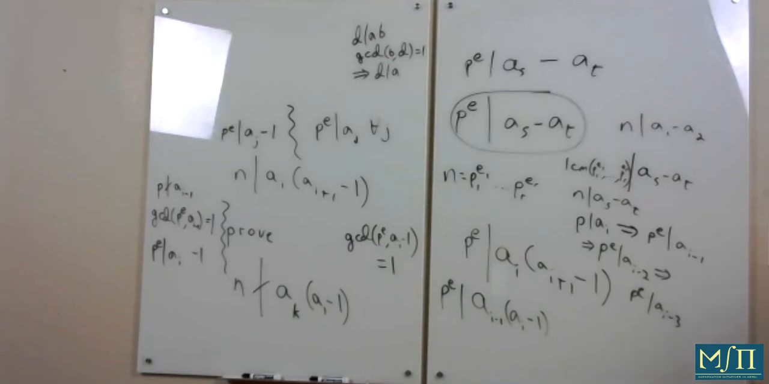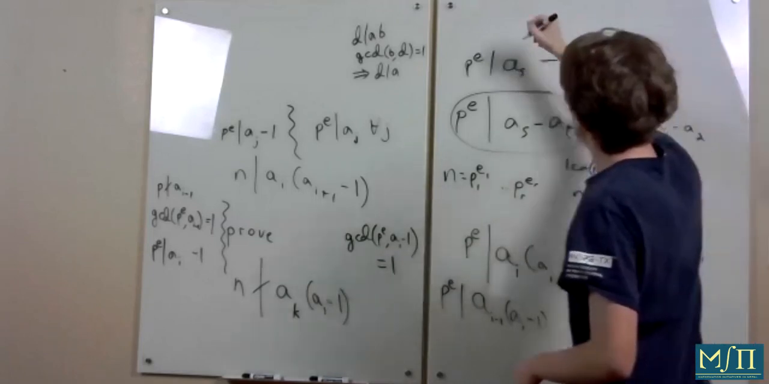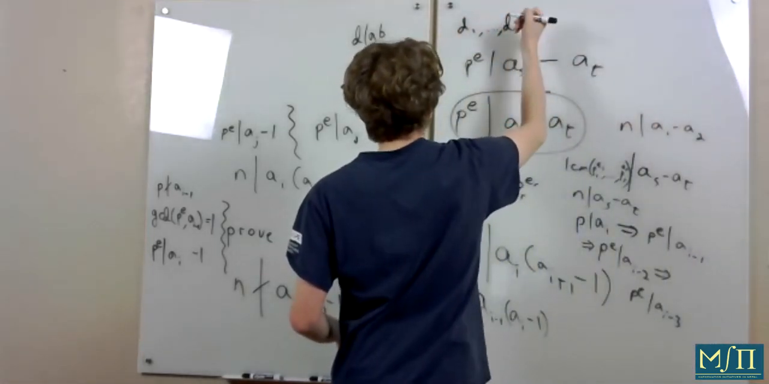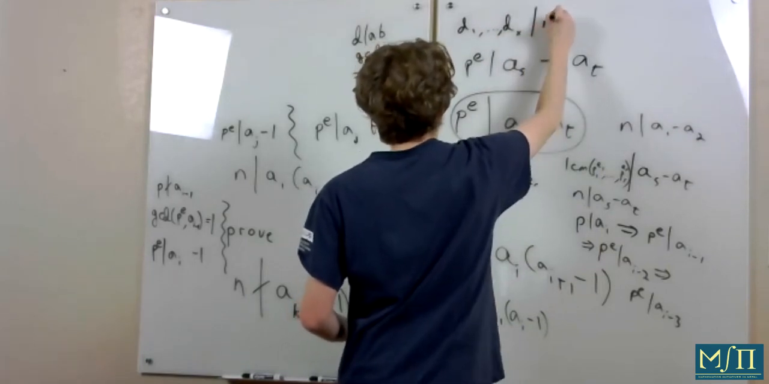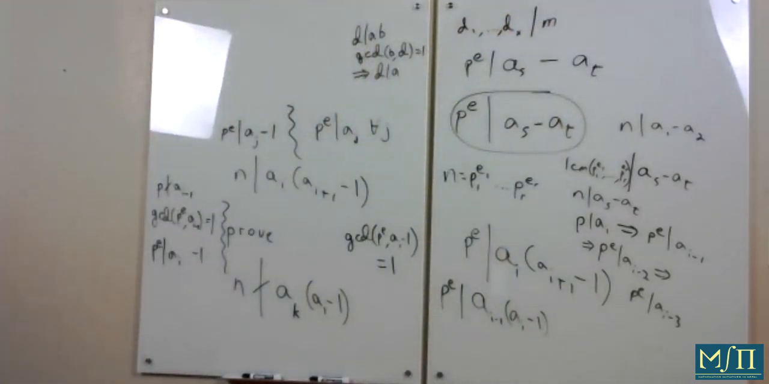And this is the general idea: if you have some numbers d1 through dr that all divide a number m, and they're all pairwise relatively prime, meaning the GCD of any two of them is 1, then their product must divide the number. Again, you can think of this by looking at the prime factorizations.